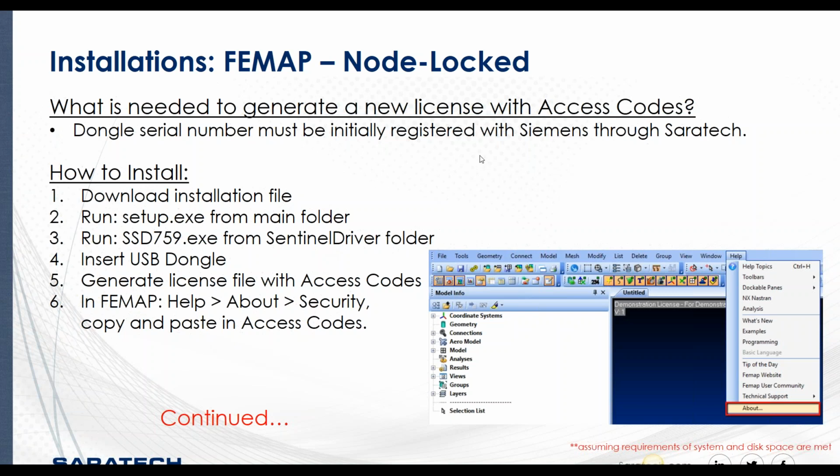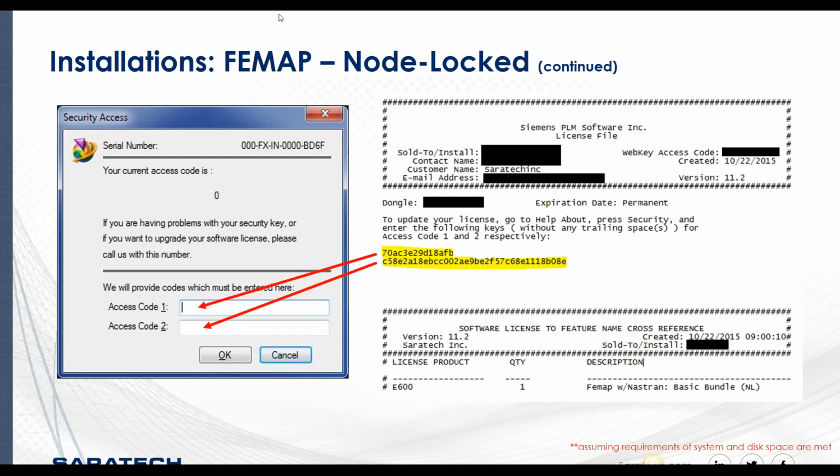Once you open up FEMAP, you will get something similar to this. However, all these buttons will not be available until you upload your license. The way you do that is you click on Help, scroll all the way down to About, then Security, and you'll get this window. And this to the right is a demo file of a dongle FEMAP license file, and you'll see that there's two activation codes or access codes.